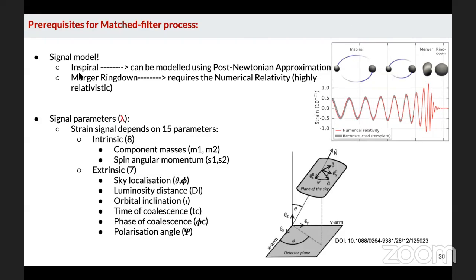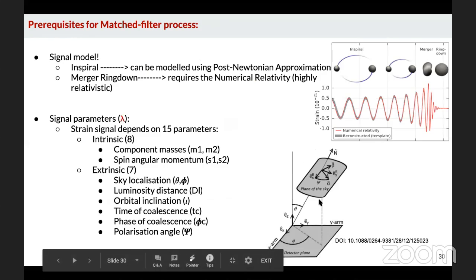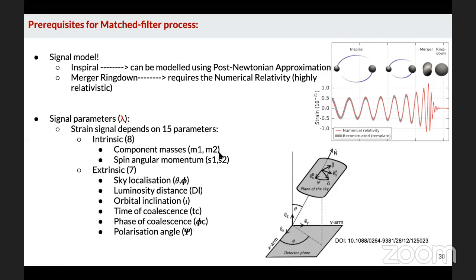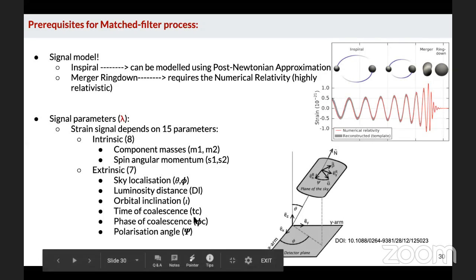So let's assume that we have got a perfect waveform for our signal, but what are the parameters it is depending on? So basically, the signal depends on 15 parameters, of which 8 are intrinsic and 7 are extrinsic. The intrinsic parameters are the component masses of the source and their angular momentums, how they are spinning. And the extrinsic property comprises all the parameters in the detector plane.